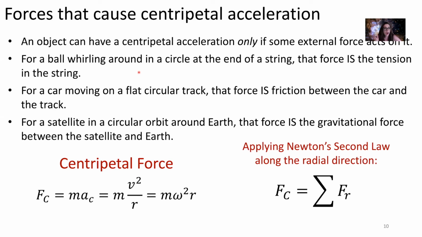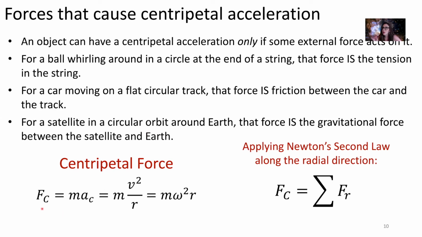You could have a car moving on a flat circular track, and the friction force between the car and the road is what causes this car to make a centripetal acceleration, or to make that turn, make circular motion. A satellite in circular orbit around the Earth: the force causing the centripetal acceleration is the gravitational force between the satellite and Earth. So you have to have a force to create the centripetal acceleration.